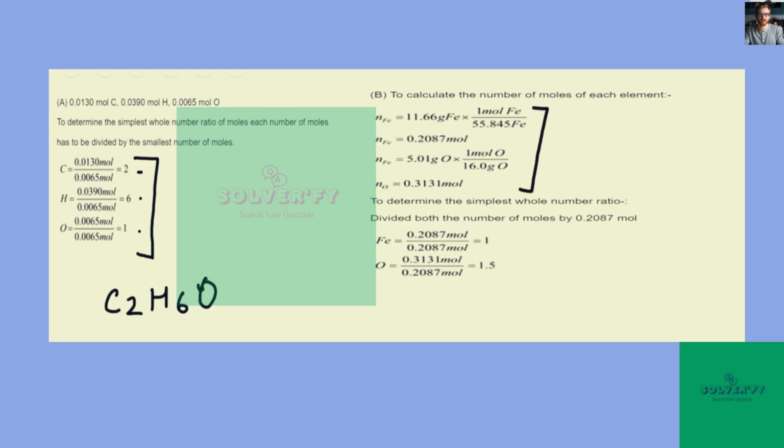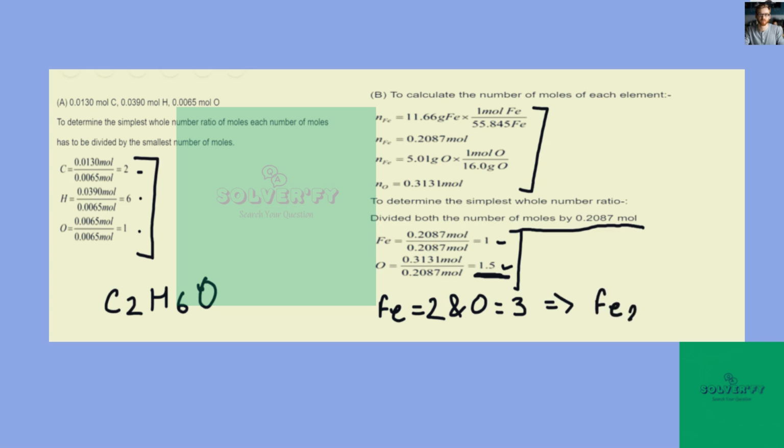To determine the simplest whole number ratio, we divide both the numbers of moles by 0.2087, which gives us Fe as 1 and oxygen as 1.5. We cannot have a half atom of any element. So we multiply both of the subscripts, that is Fe and O, by 2. That gives us Fe equals 2 and oxygen equals 3, giving us the empirical formula as Fe2O3.